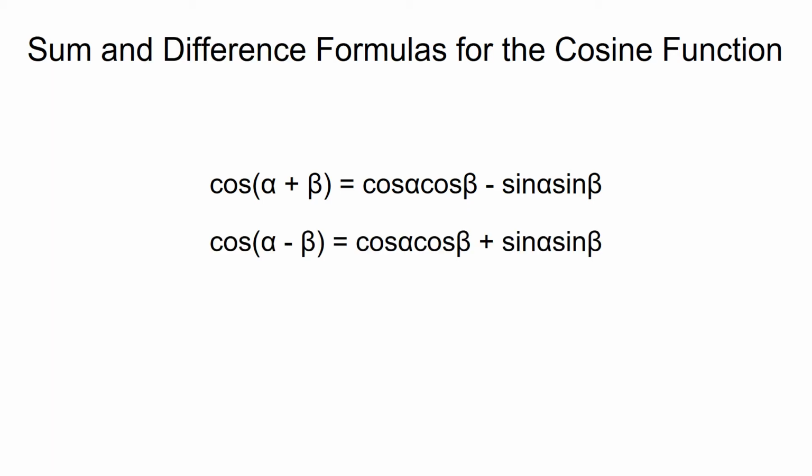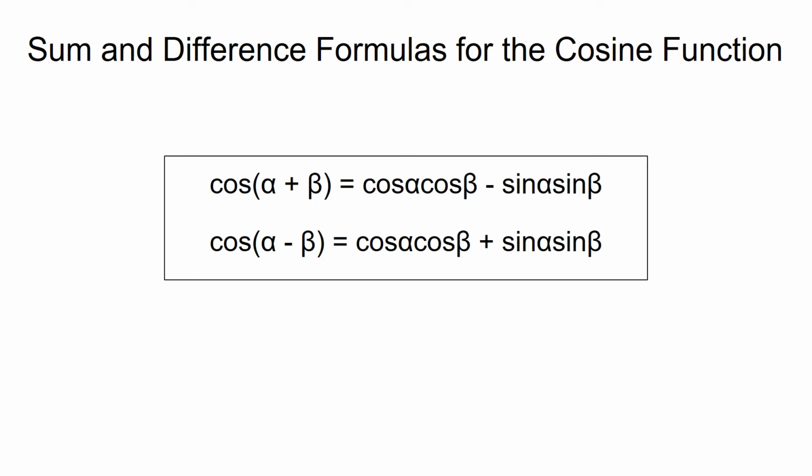If we have the cosine of an angle that is the difference of the angles alpha and beta, it equals an expression that is very similar to the one for the cosine of the sum of two angles. The proofs of these equations can be found in the textbook.